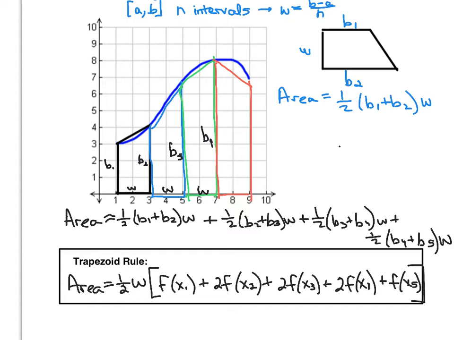So go ahead and pause the video. Make sure that you write down in your notes both the diagram, the area formula, and then how that transfers over to the trapezoid rule that we're going to be using, so that we can go on and try some specific examples using functions.